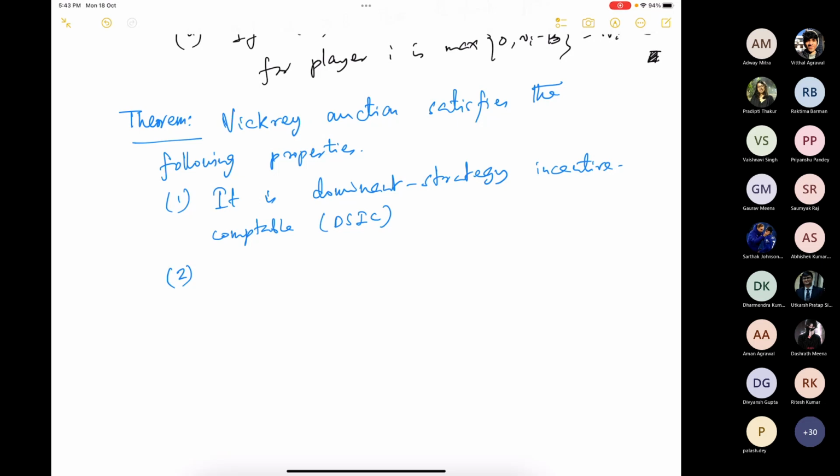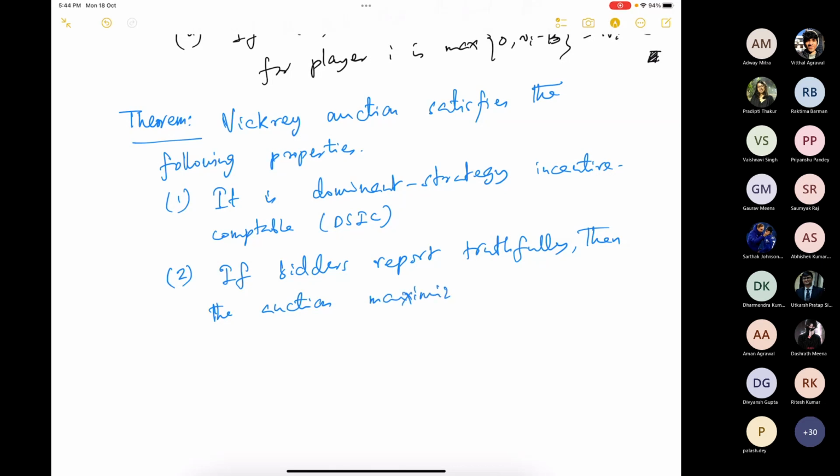The second one is performance guarantee. If bidders report truthful valuation, report truthfully means they bid their valuations, then the auction maximizes the social surplus.